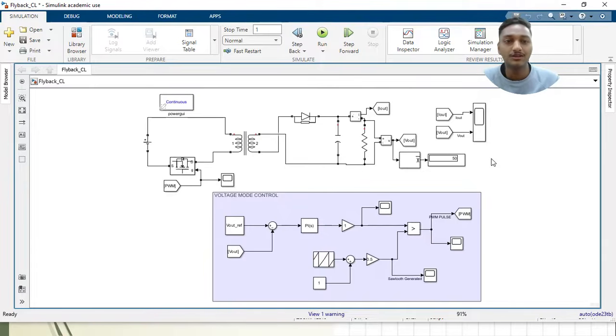If I get the time, I will make a video on small signal analysis and small signal modeling of the flyback converter, and then we will do a closed loop simulation there, where you can see that no such instability will occur. We will get the output voltage as 50 volt, and at the same time there will be no instability, because we will tune the parameters KP and KI. So for this particular video, that's all.